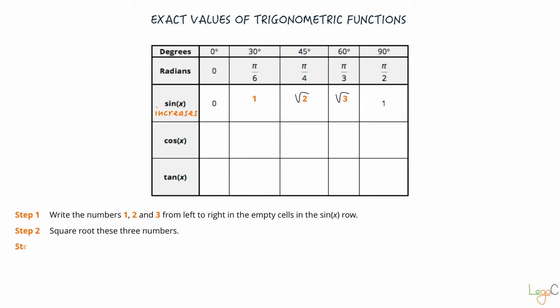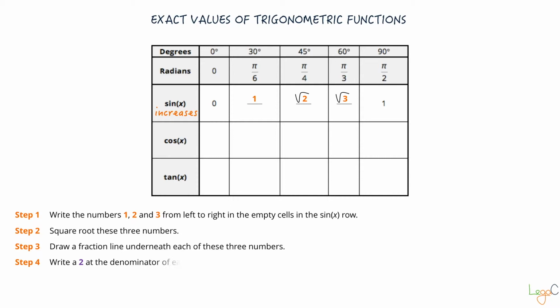The next step, we are going to draw a fraction line underneath each of these three numbers. And finally, we are going to write number 2 underneath each fraction line. And here you have the exact values for sine x for an angle between 0 degrees and 90 degrees. Let's have a look at cosine x.